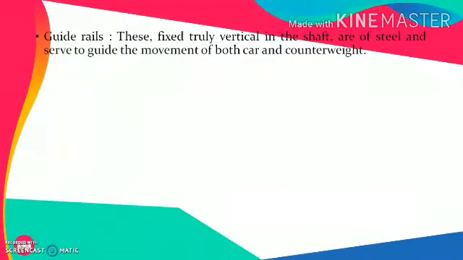Next are the guide rails. These are fixed truly vertical in the shaft and are of steel and serve to guide the movement of both car and counterweight. So guide rails help the car or the lift to move in a vertical direction, and along with that they serve as the guide for the movement of counterweights, which move exactly in the opposite direction of the lift.